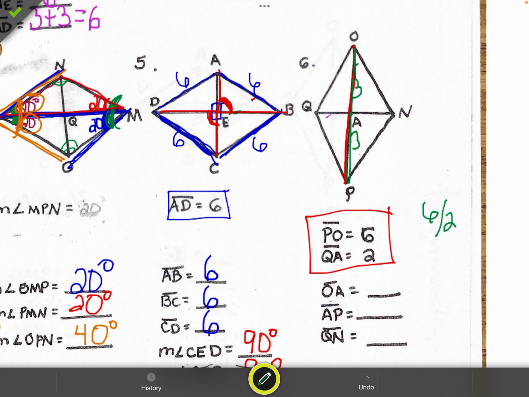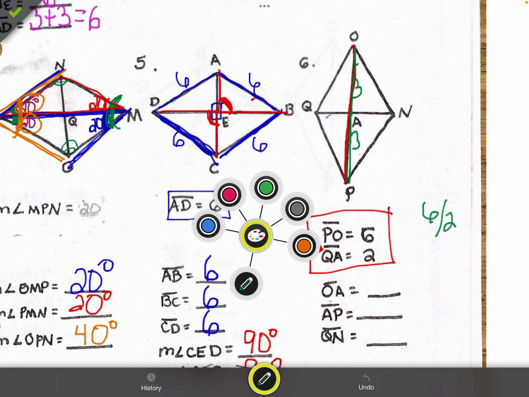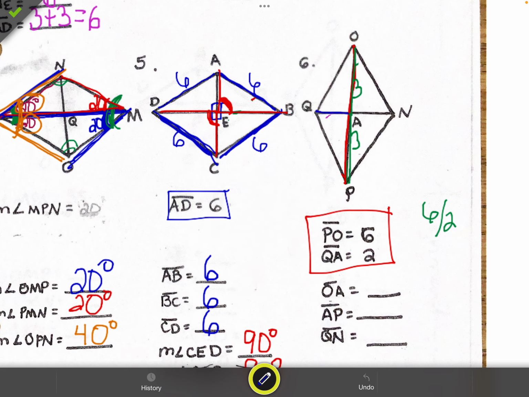Then they also tell me that QA is 2. So again, I'm going to trace it and see what I'm looking at. So Q to A, that's half of a diagonal. The other half is over here. Well, remember, in a rhombus, diagonals bisect each other. So if this piece is 2, this is the same. Because remember, bisects means cuts into 2 smaller equal parts.